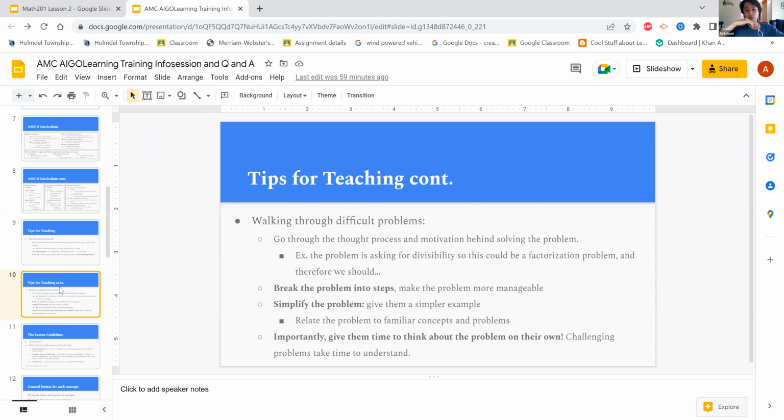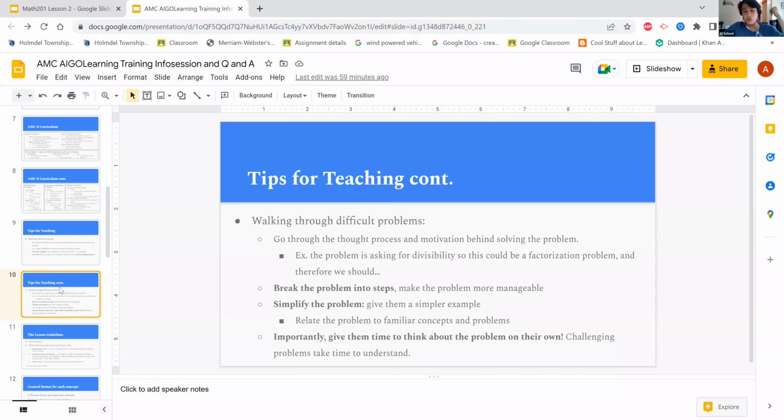So for teaching difficult problems, you want to go through the thought process and motivation behind the problem. For example, if there's a problem asking for divisibility, you might think, okay, that means it can be a factorization problem. And if it's a factorization problem, then what do we do? If it's asking for triangles, or there are parallel lines, what does that mean? One thing that helps is asking guiding questions to help the students get to the solution if they're stuck. Like, if there are perpendicular lines, what does that mean for the angle between them? And then that might lead to a realization. That's a relatively simple example.